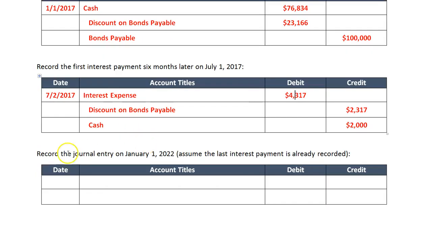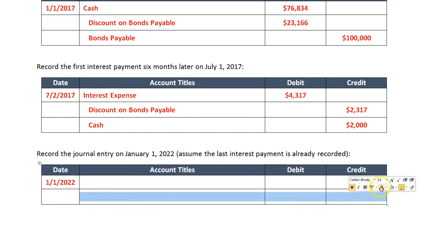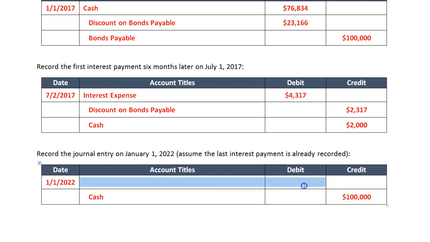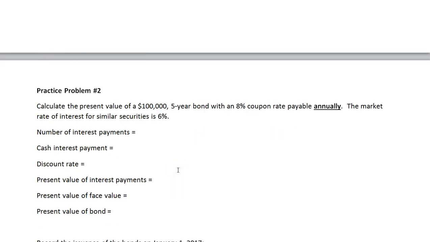All right, paying off the bonds. This journal entry is the same no matter what method you're looking at, no matter what time period or bond you're looking at, because we're already assuming the last interest payment is recorded. So we're going to pay out the $100,000 in cash. We're going to take the bonds payable off our books for $100,000. All right, let's keep moving.